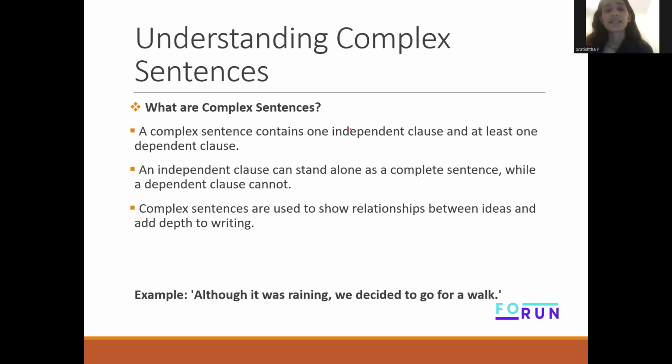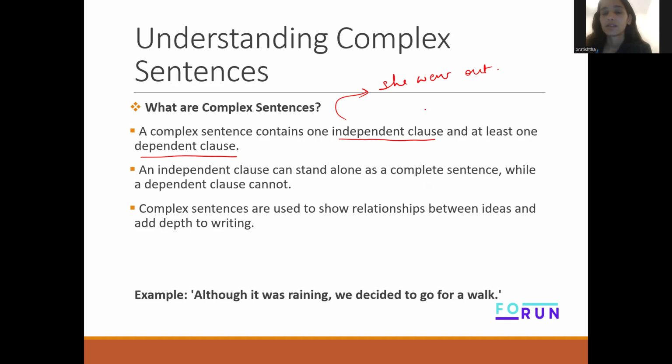A complex sentence contains one independent clause and at least one dependent clause. An independent clause is something that can stand alone as a complete sentence. I mean, it will make sense. For example, she went out. She went out. That's all. It makes sense. It's independent. It does not need help.